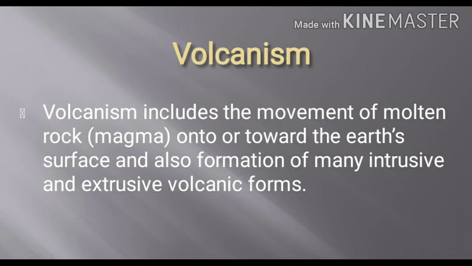Volcanism includes the movement of molten rock or magma onto or towards the earth's surface, and also formation of many intrusive and extrusive volcanic forms. We have studied volcanoes, types of volcanoes, forms of volcanoes in our chapter 3 in detail. So these two processes, that is diastrophism and volcanism, are included in endogenic geomorphic processes.